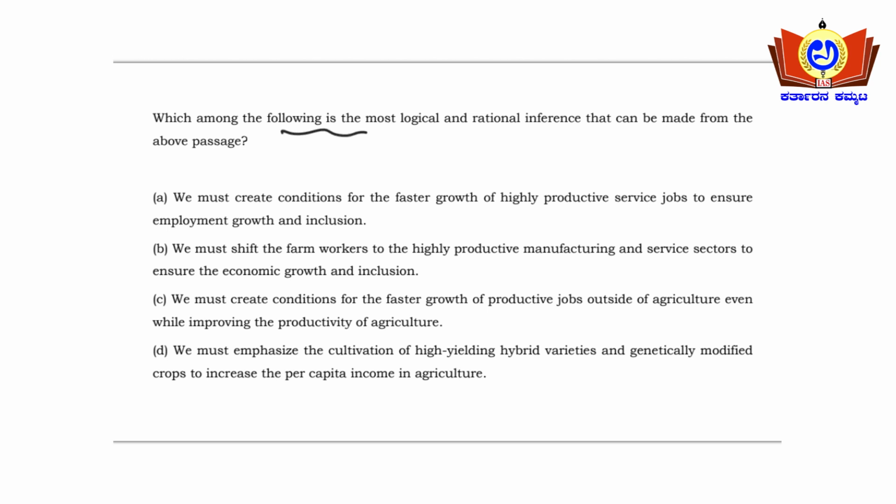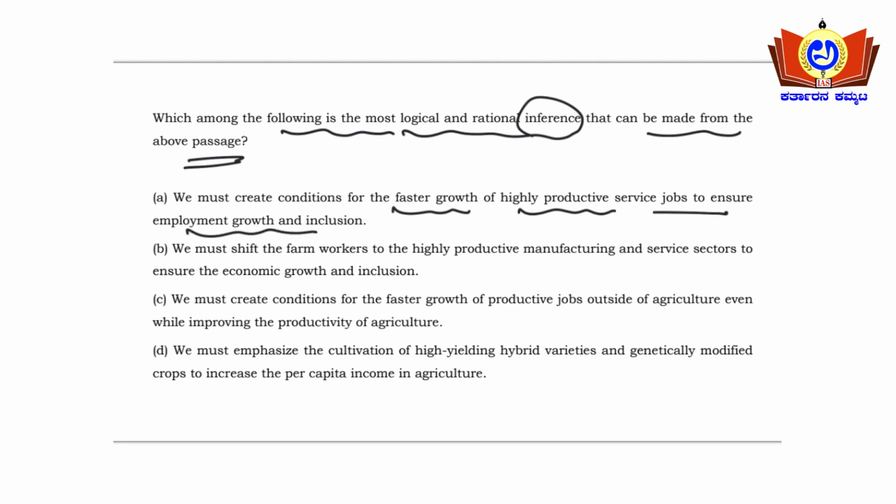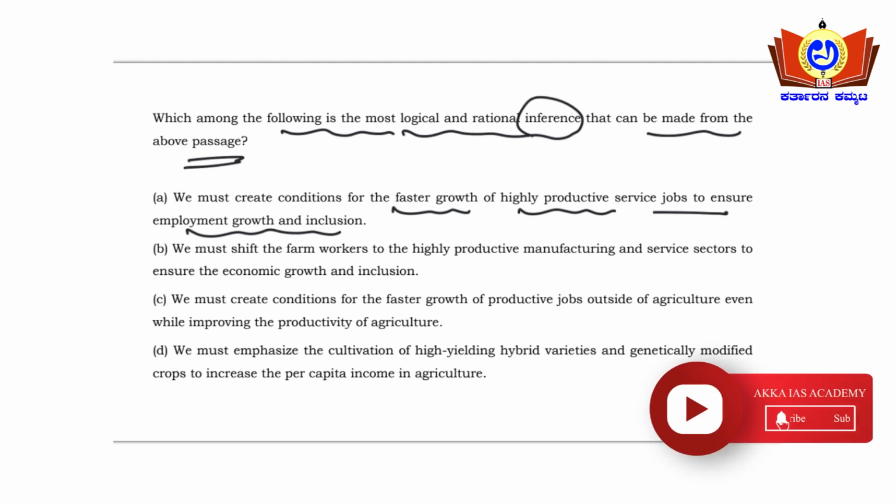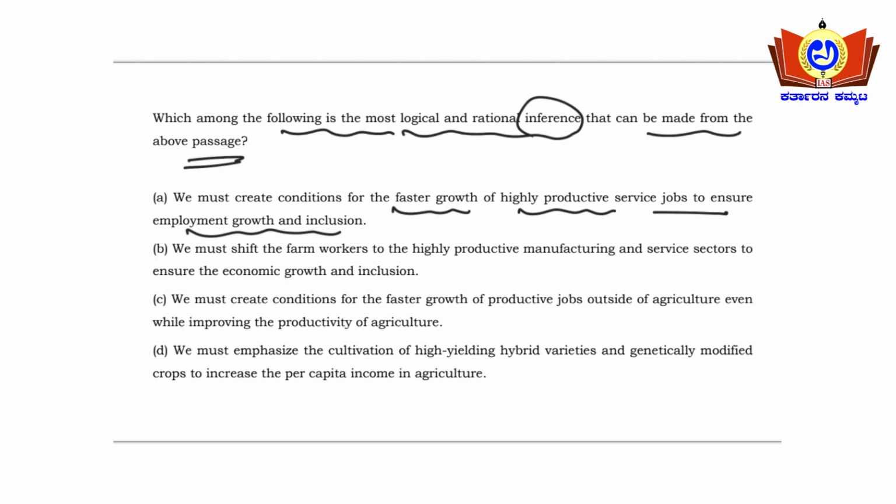Which among the following is the most logical and rational inference that can be made from the above passage? Okay, see, four statements I'll be examining here. We must create conditions for faster growth of highly productive service jobs to ensure employment growth and inclusion. In the last few sentences of the passage, it has been said that service jobs are relatively of high productivity, but employment growth in service has been slow in recent years. So option A is the most probable option.